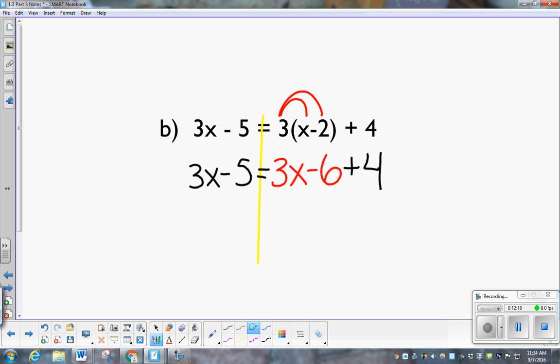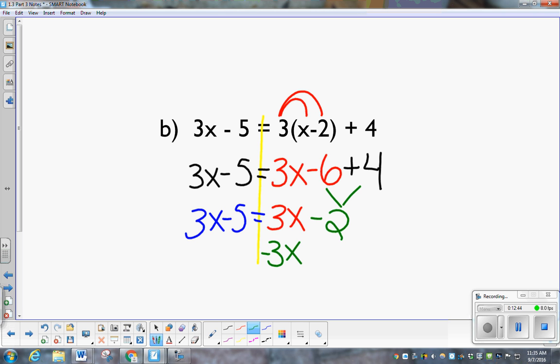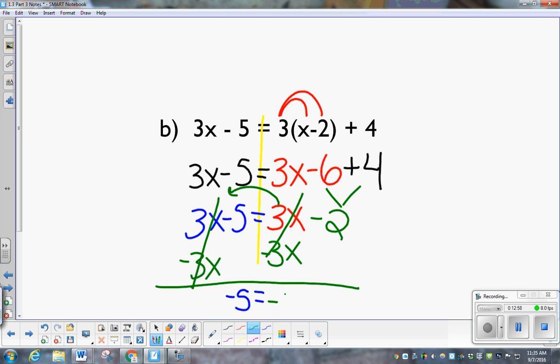Let's go ahead and simplify some more on the right side. The 3x can't be combined with anything, but negative 6 plus 4 is negative 2. So we have 3x minus 2 here. On this side, we have 3x minus 5. You might already notice something weird here. But let's keep going and say I want to move all my x's to be together. So I'm going to subtract 3x. Well, 3x minus 3x is 0. So those go away. I'm left with negative 5 equals negative 2.